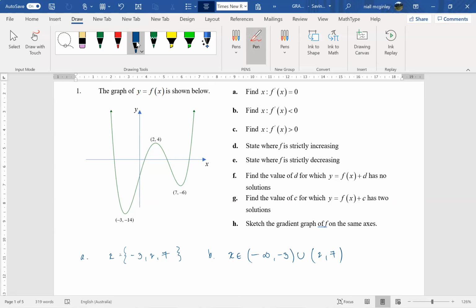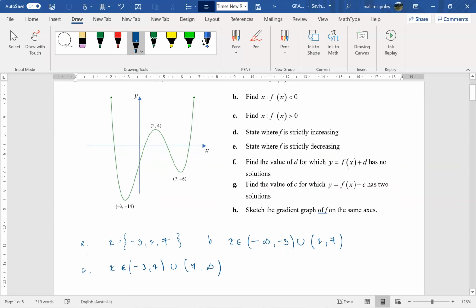Now the sections where the gradient's going to be positive. You'll see here we have a positive gradient in this section here. So that's going to be from -3 up to 2, again not including. And the final section here is going to be from 7, not including, up to infinity.